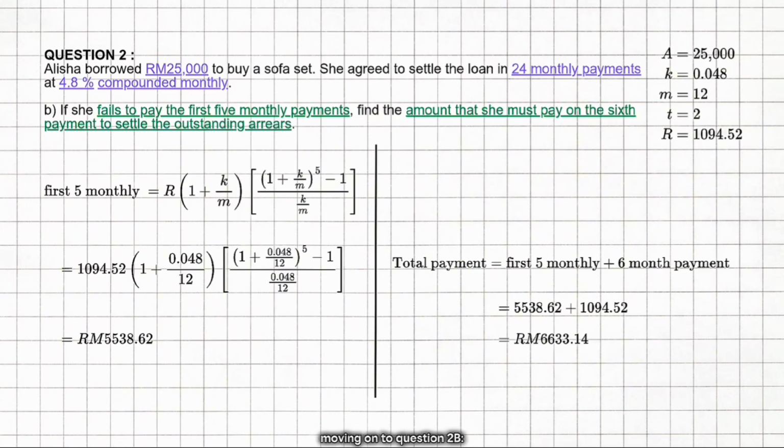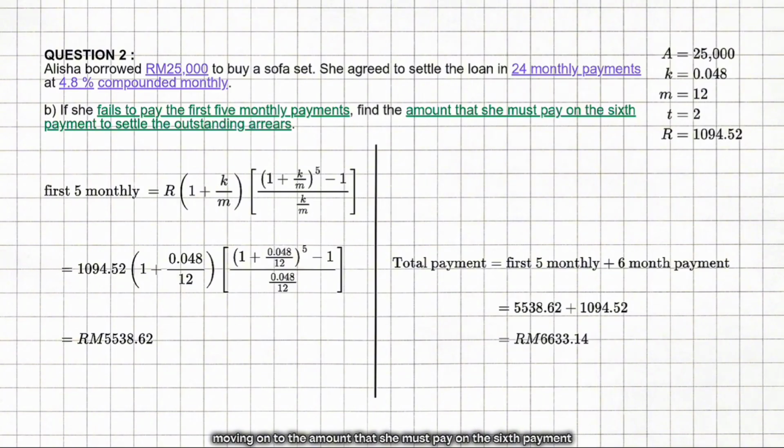Moving on to question 2b. If she fails to pay the first 5 monthly payments, find the amount that she must pay on the 6th payment to settle the outstanding arrears. First, we need to calculate the first 5 monthly payments using the compound formula combined with the annuity formula. Now we begin calculating using the following formula. First 5 monthly payments equal R [(1 + K/M)^5 - 1] over K/M. After calculating, we'll get the answer for the first 5 monthly payments, which is 5,538 ringgit 62 cents.